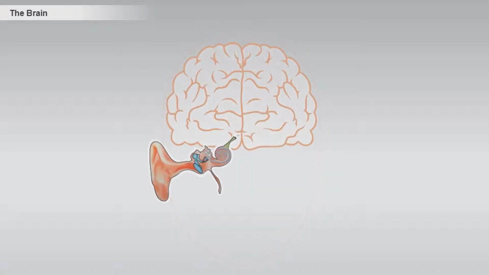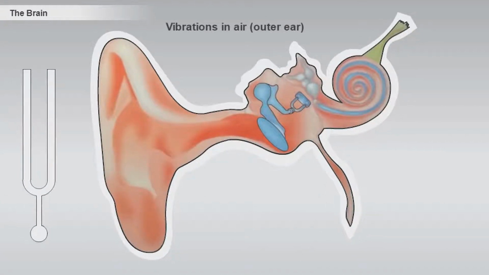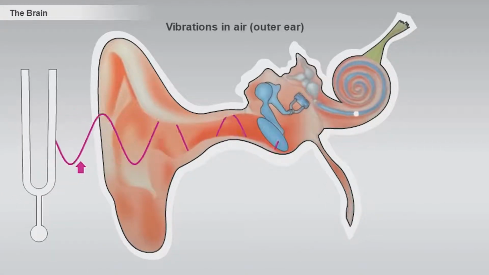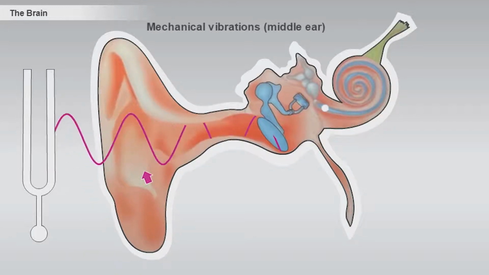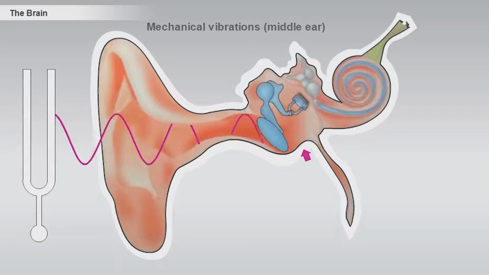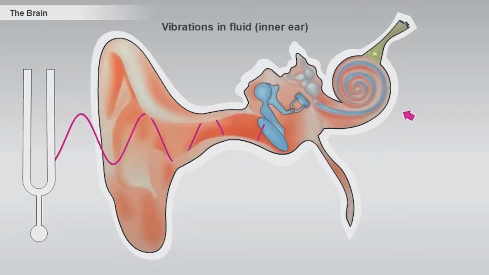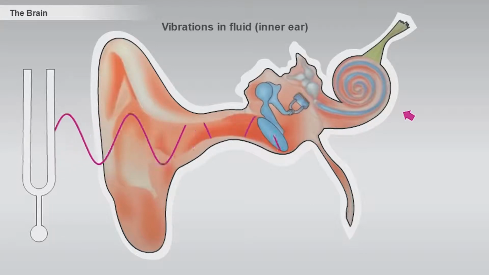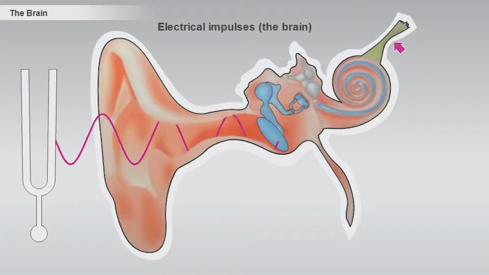This was an introduction to the hearing sense. We have seen how sounds start out as vibrations in the air, which are collected by the outer ear, transformed to mechanical vibrations in the middle ear, then into vibrations in the fluid system of the cochlea in the inner ear, and finally into electrical impulses sent to the brain.